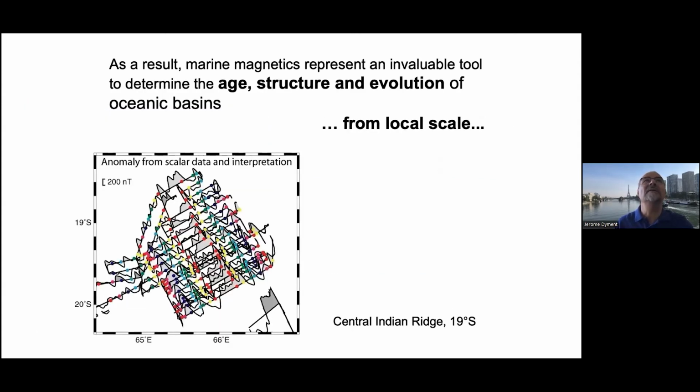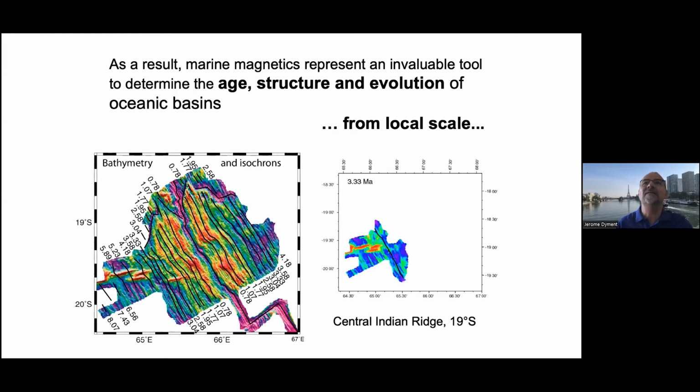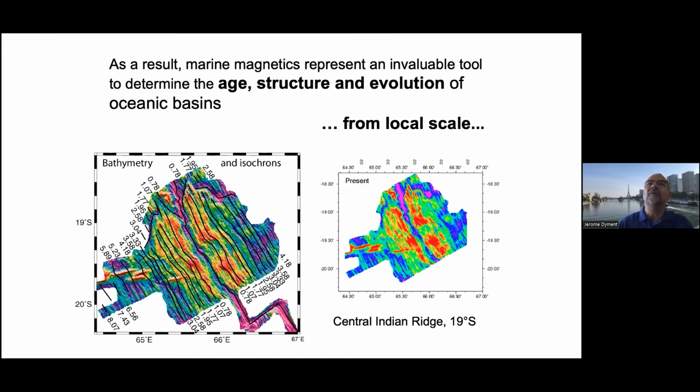As a result, marine magnetics represents an invaluable tool to determine the age, structure, and evolution of oceanic basins. And this can be done at local scale. Here is an example from the Central Indian Ridge at 19 degrees south. You see the magnetic anomalies, the picking, the interpretation of the polarity boundaries. Then we get the edges of the lithosphere draped on the bathymetry, and the plate reconstruction showing the evolution of the area.